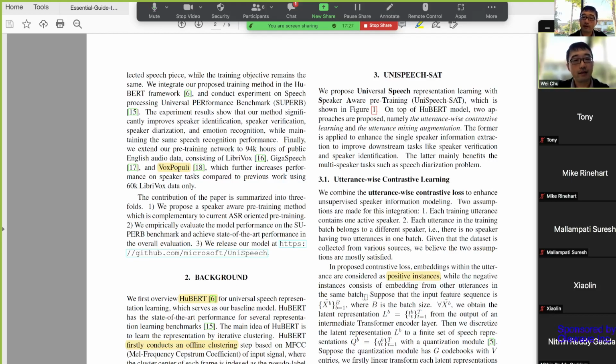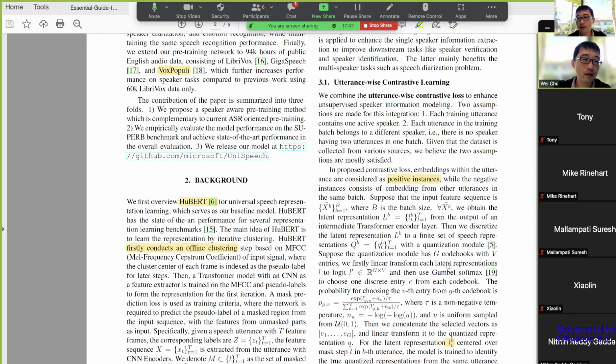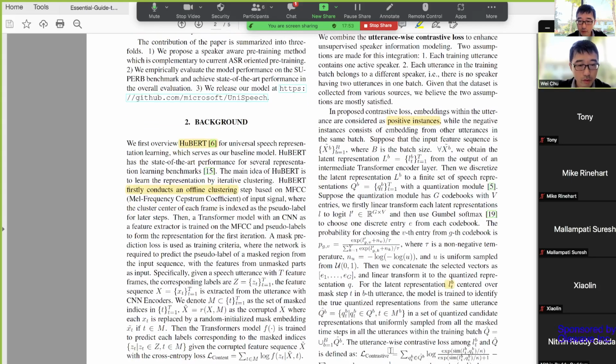So this batch has 100 utterances. The embeddings from the other 99 utterances are called negative instances. I have read that they need some more space for doing this. But let me tell you, up to here, from the proposed contrastive loss up to here, this is what is being done in wav2vec. This is not new, okay?